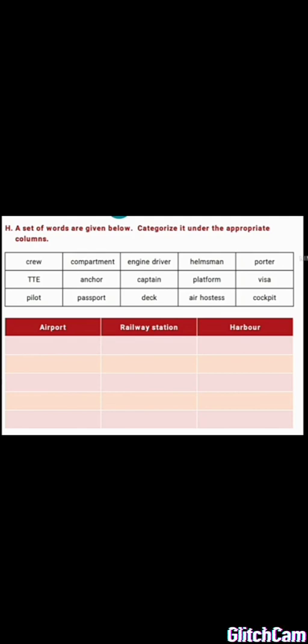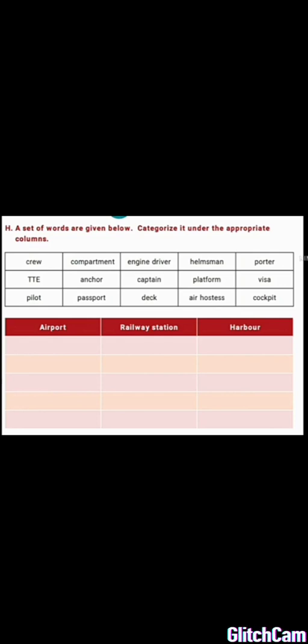Second one, compartment. Compartment means a carriage where the passengers travel, so it comes under railway station. Then engine driver, obviously railway station only. Helmsman comes under harbour. He is the one who sails the ship and takes care of the steering wheel of the ship. Next, porter. Porter comes under railway station. TTE is the ticket checker, so it comes under railway station.